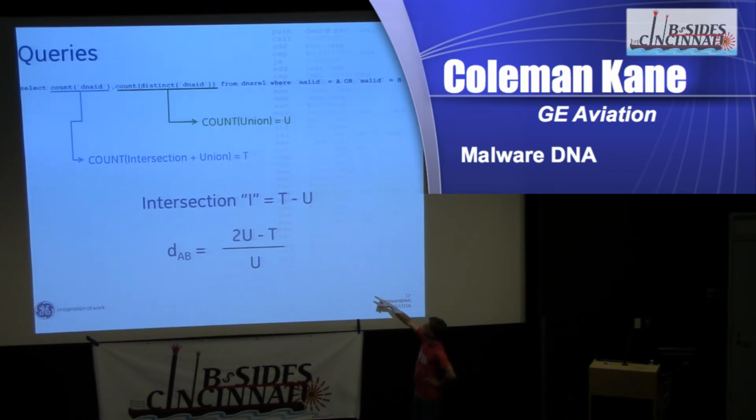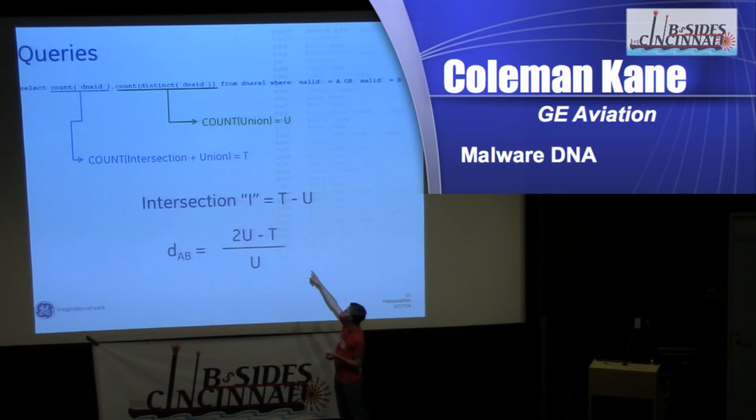And so T is the count, again, in that little DNA relationships table, where we have a relationship between all the DNA IDs and all the malware samples. So if we just do a count on that, selecting where either one of the malware samples existed, what we're going to do is effectively get all of the things that were in one or the other, plus duplicates in the case where they were both in there.